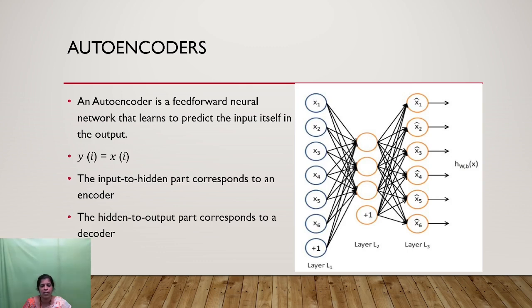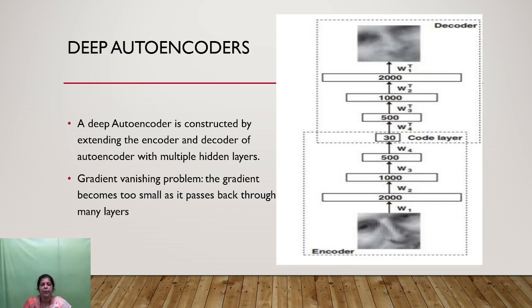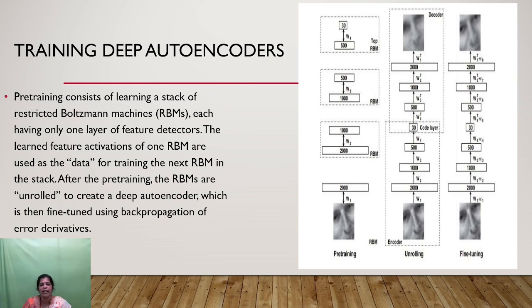So an autoencoder is usually a feed forward neural network. The input-hidden part corresponds to an encoder and the hidden-output part acts as a decoder. It mainly consists of many encoders and decoders with multiple hidden layers, and here the gradient also becomes very small as it passes through so many layers. The learned feature activations of the restricted Boltzmann machine are used: after training, the RBMs are unrolled to create a deep autoencoder.